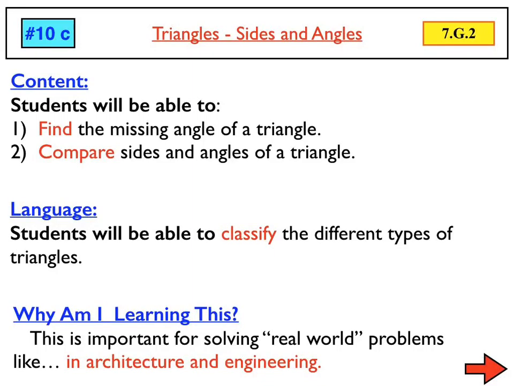Lesson 10C, we're talking about triangles today, specifically the sides and angles of the triangle. So you're finding missing angles and comparing the sides to the angles. And we're going to be classifying the different types of triangles. Write this down on your paper.